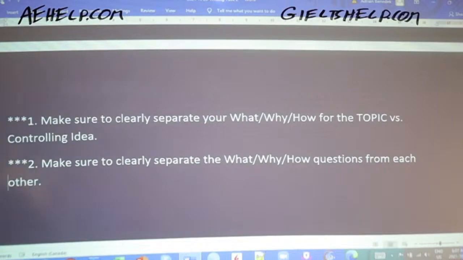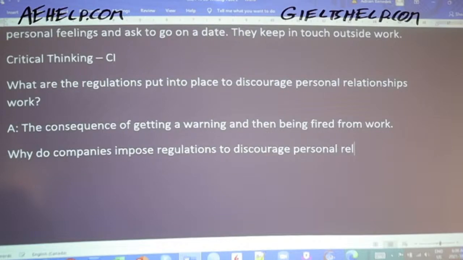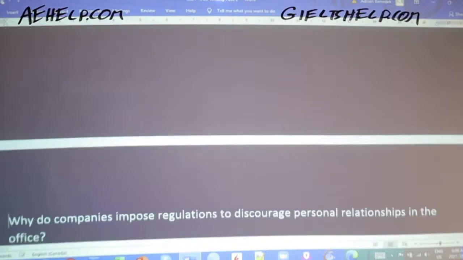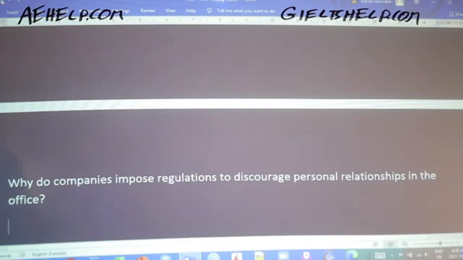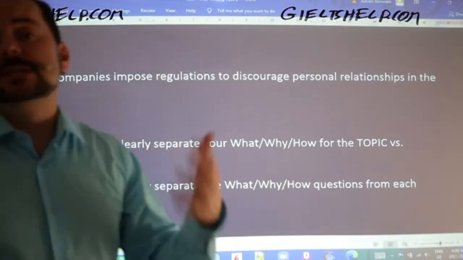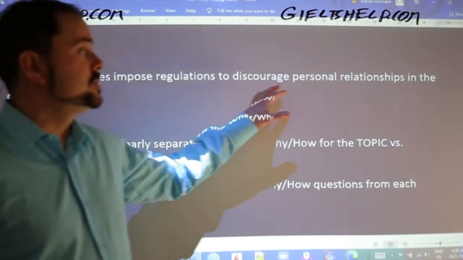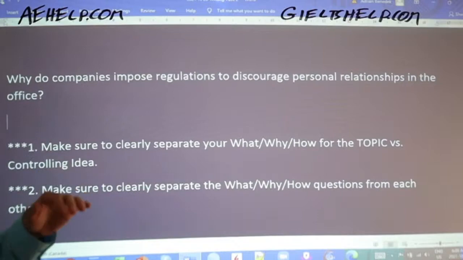Okay, so let's get back to this. So the right question here is, why do companies impose regulations to discourage personal relationships in the office, okay? And continuously paraphrase. So notice how here, instead of saying in the workplace, I wrote in the office, okay? So when you're practicing at home, always paraphrase and think of different ways to write this, because that will continuously expand your vocabulary, your lexical resource, right? So why do companies impose regulations to discourage personal relationships in the office? Okay.